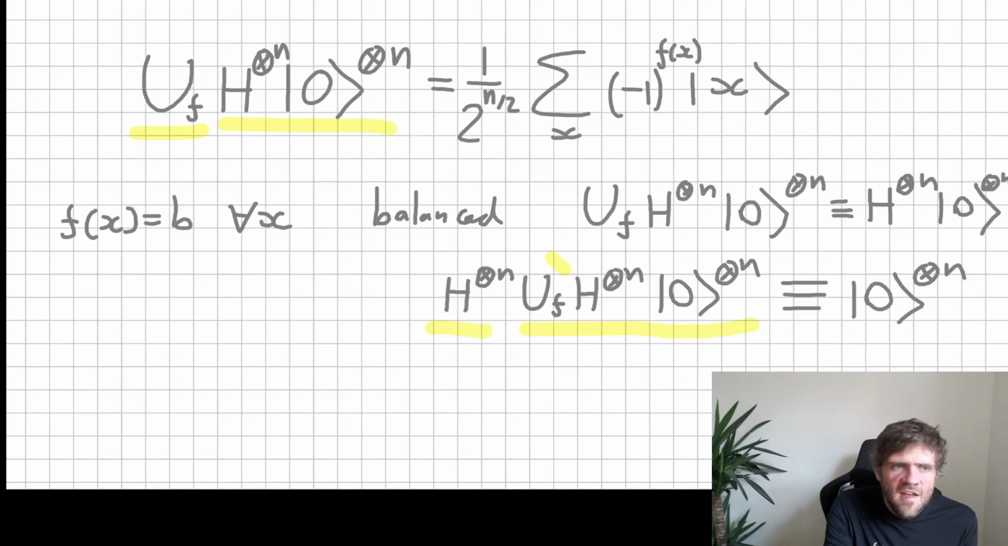So in the balanced case, what we did here is we took a bunch of qubits in the state 0, we applied a Hadamard to them, we applied this phase oracle, which did nothing but introduce a global phase, we did another bunch of Hadamards in order to undo the first bunch of Hadamards, and then of course we got back to our initial state, which was all zeros.